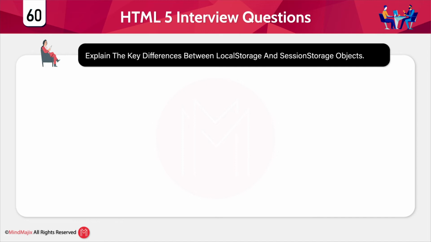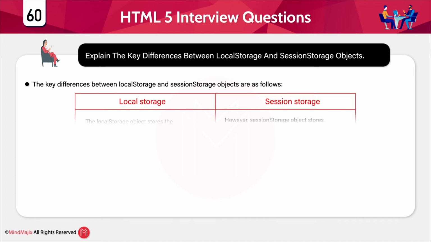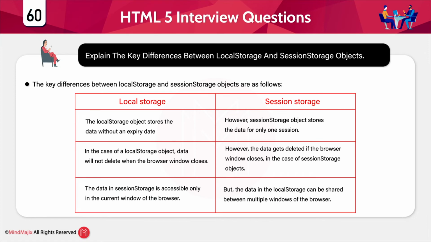Explain key differences between local storage and session storage, guys. The key differences between local storage and session storage objects are as follows. Local storage object stores the data without expiry date, okay? Whereas session storage object stores the data for only one session, okay? Without expiry, the local storage object stores the data. With expiry, session storage object stores the data. That is the key difference.